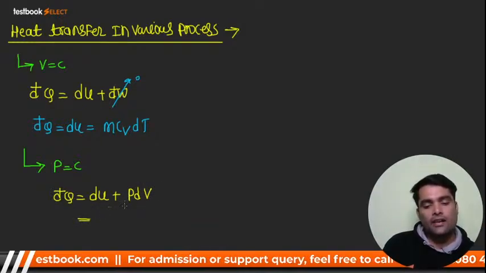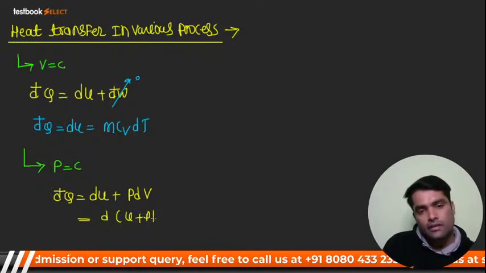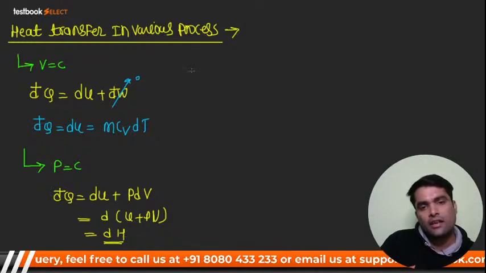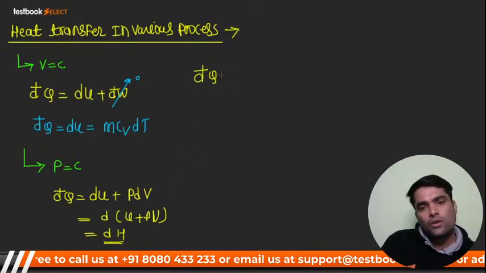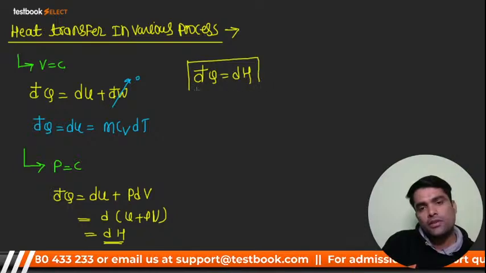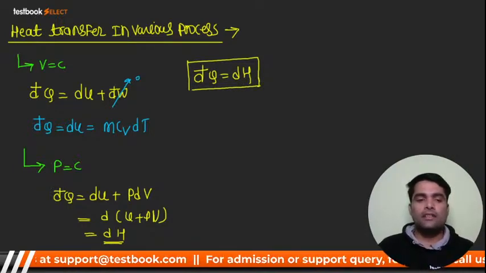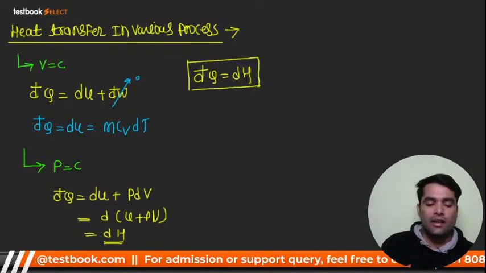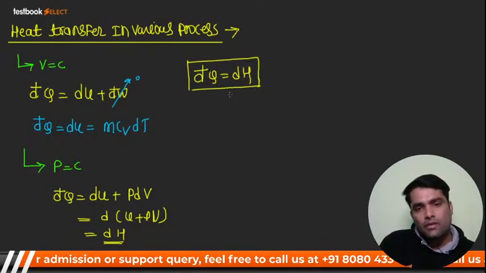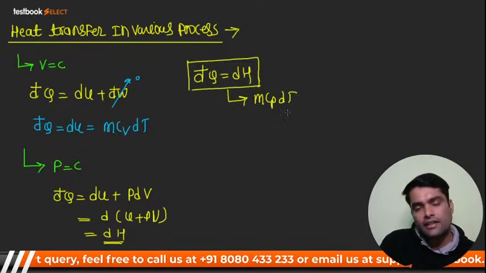So my dear, if I take d outside, I can write d of u plus pv, and u plus pv is nothing but enthalpy. So I can say dq is equal to dh for the constant pressure process. In a constant pressure process, it is equal to the enthalpy, right? And this dh is equal to what, my dear? mcp dt, right?